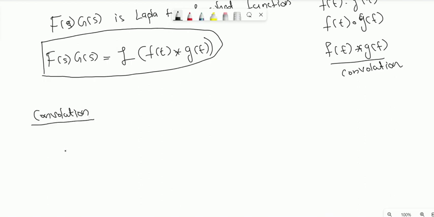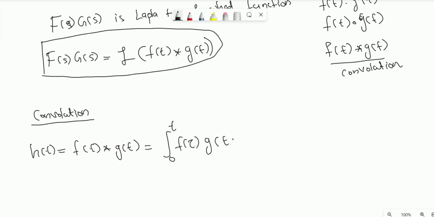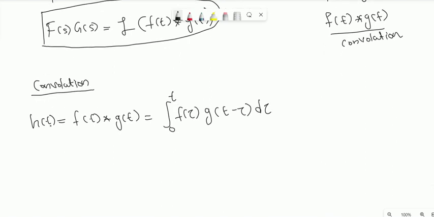It is defined using an integral. It is defined as h of t equal to f of t star g of t, or simply f star g, which is equal to integral 0 to t f of tau into g of t minus tau d tau. You can see tau is a variable, t is another variable. We are integrating with respect to tau. So after integration, the resultant will be a function of t. That function of t is called h of t, which is the convolution of f of t and g of t.